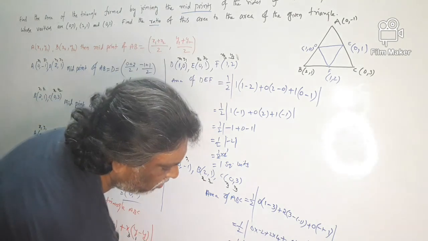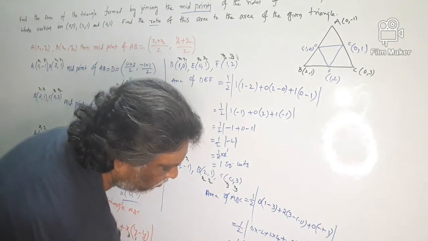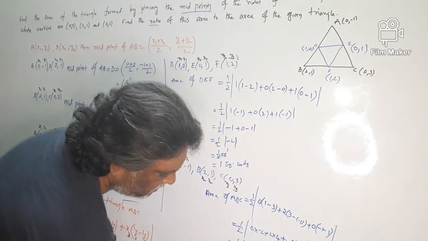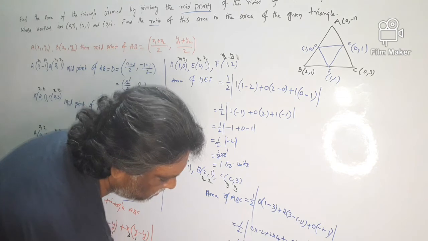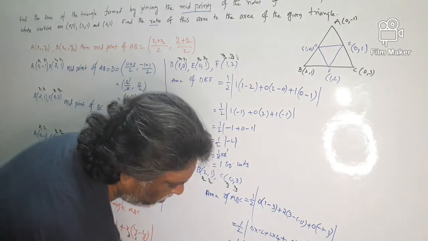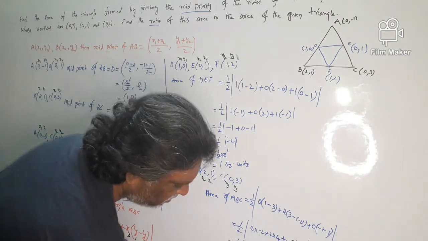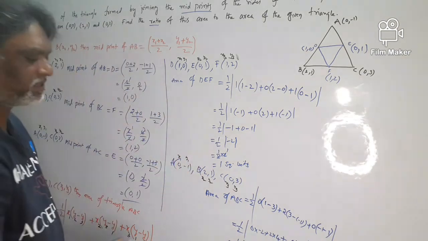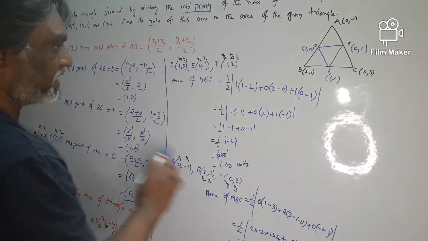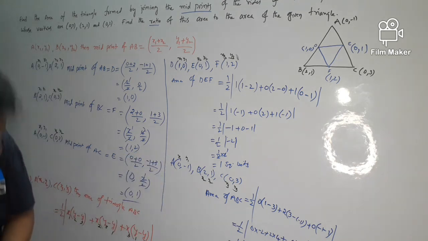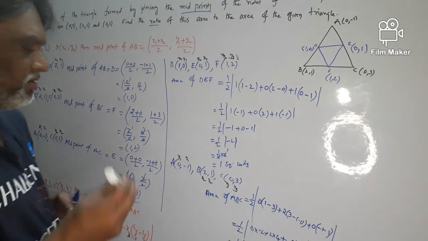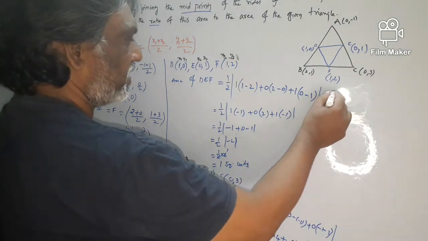So half mod 8. So half into 8, 4 times. So 4 square units is the area of triangle ABC.